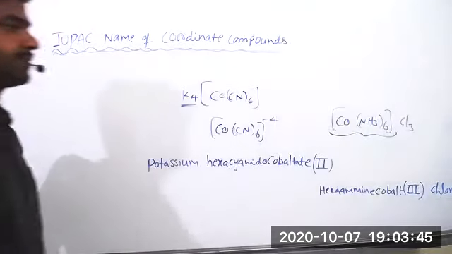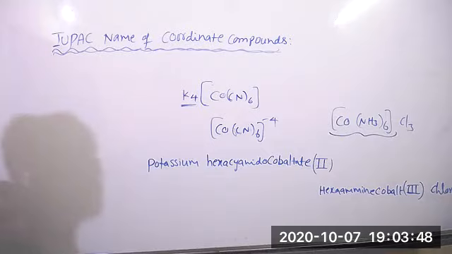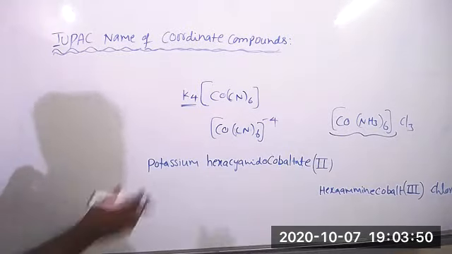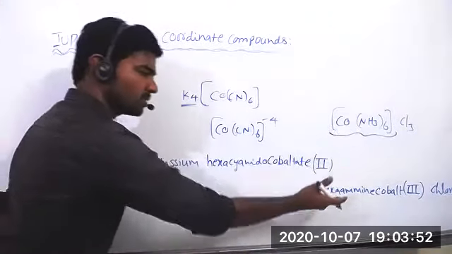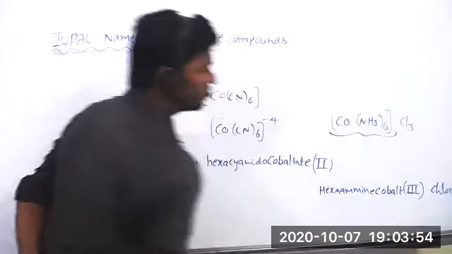Chloride. So first we have to write the cationic part. Whatever that is, a simple atom, or sometimes it may be complex also. First we are writing the cation part, then writing the anionic part.